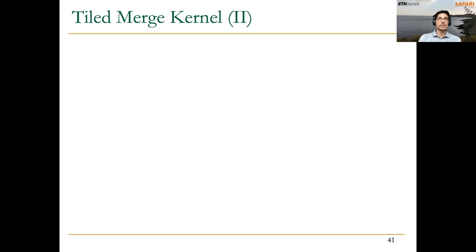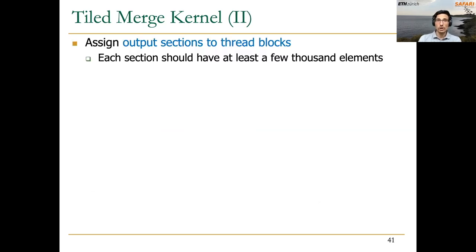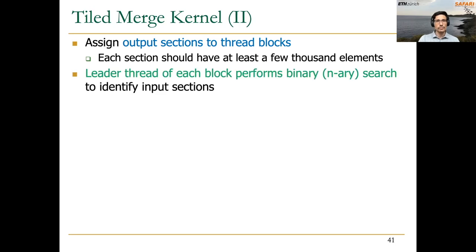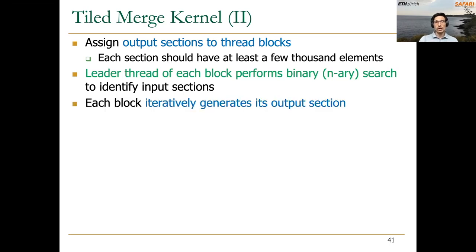So in this tiled merge kernel, we assign output sections to the thread blocks. We should make sure that each section is large enough, with at least a few thousand elements, which is a reasonable size for a section. Then we will have a leader thread in each thread block performing the binary or n-ary search on the input sections to find the core ranks. Then it will communicate the core rank values to the other threads in the block. And then each block can iteratively generate its output section.